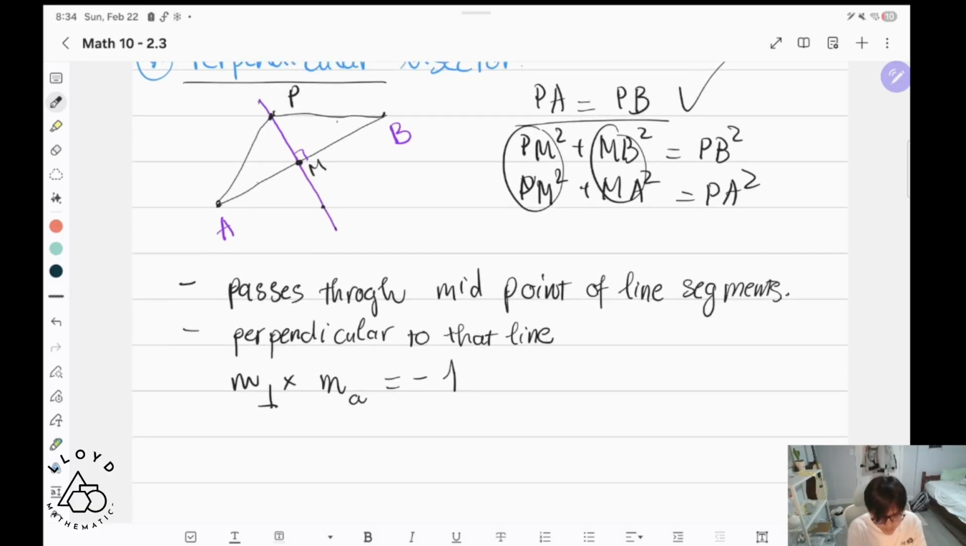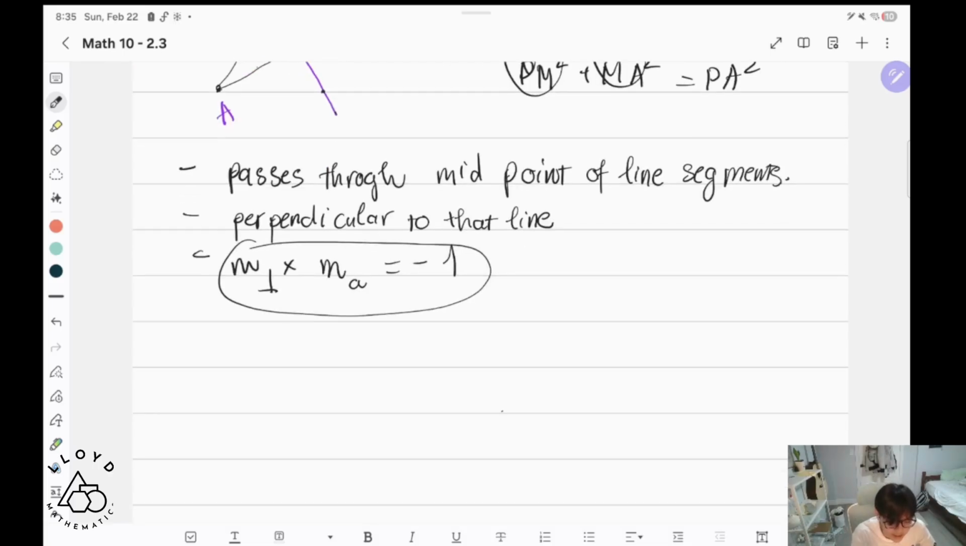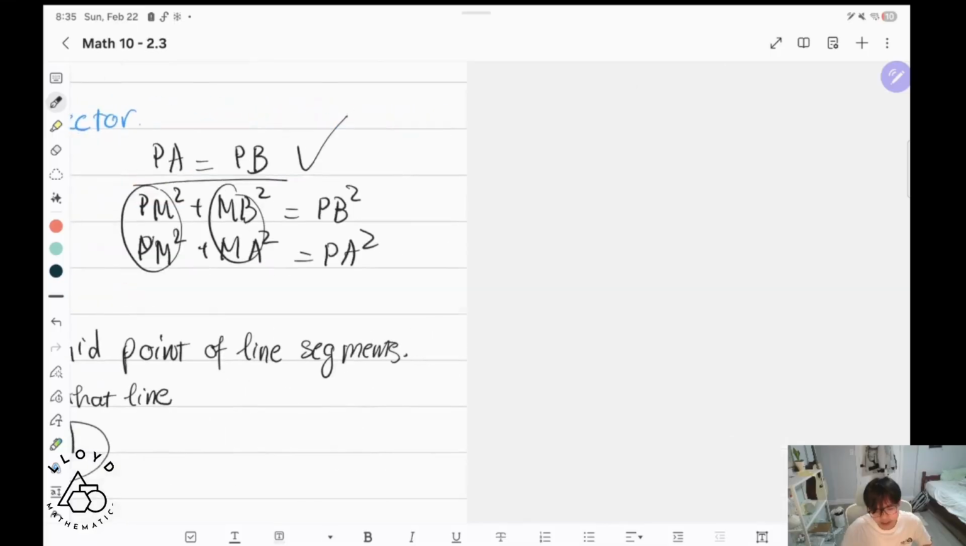One more thing I want to mention is that the slope of the perpendicular line, when we multiply it with the slope of the original line, will always be -1. So how can we find this line using this property, which is perpendicular and goes through the midpoint? The first step is to find the midpoint, and the second step is to write the line that passes through the midpoint and is perpendicular to the original line segment. Okay, and with this idea, I can quickly move to our first example.